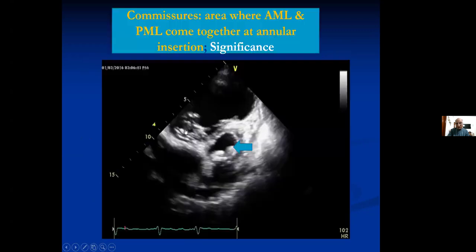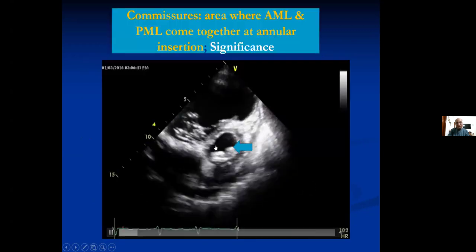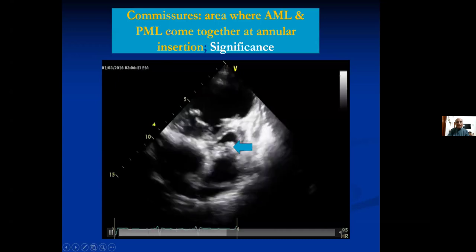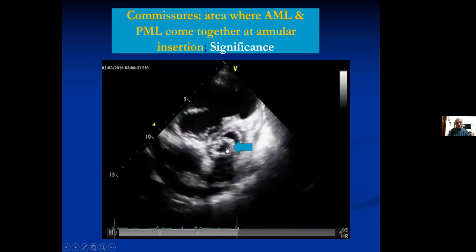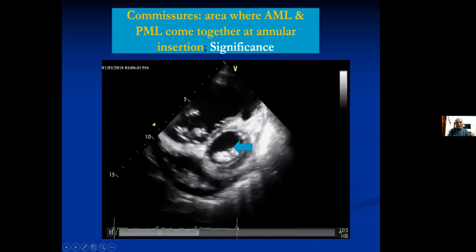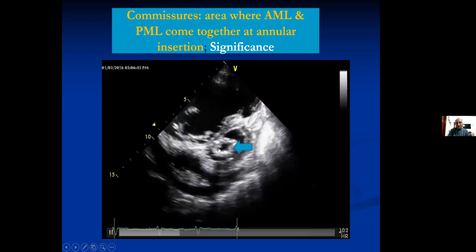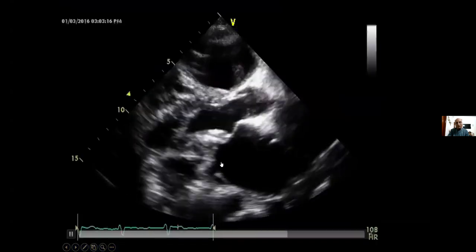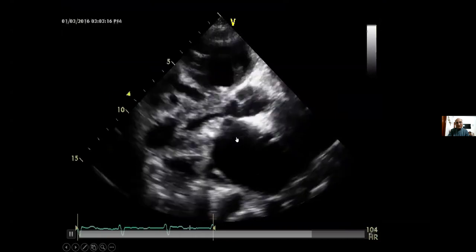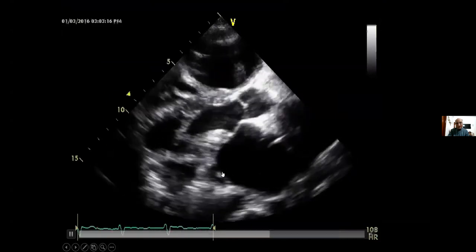For example, this is a commissural fusion. These commissures are the places where the anterior and the posterior mitral leaflet come together at the annular insertion, and this leads to a fish mouth appearance. So this is the annulus, and these are the commissures which are fused in these cases. Then there are all the other things you can know: thickening, calcification, and the paradoxical motion.